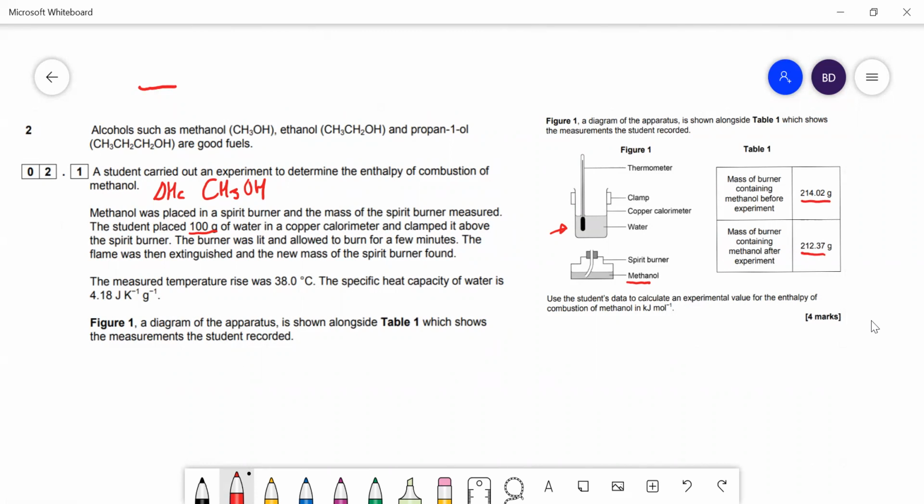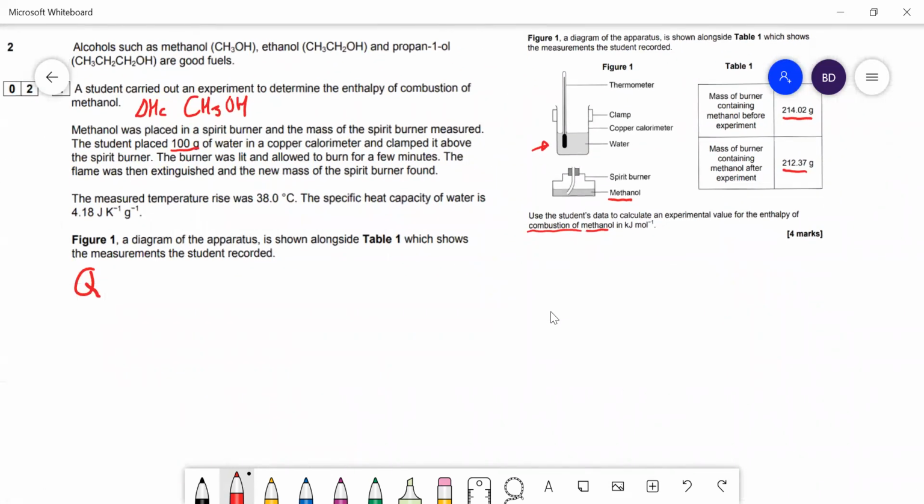Okay. And what we've got to do is calculate a value for delta H. Use the student's data to calculate an experimental value for the enthalpy of combustion of methanol. So the 2 equations we're going to need here are Q, which is the heat released in the experiment. And that's given by Q is equal to M, which is the mass of the water in the can here, not the mass of methanol burned, times specific heat capacity of water, C, times by the temperature change. Then we need to convert that value of Q into value for delta H combustion, which is going to be equal to Q, the heat released, divided by the number of moles of methanol burnt. Okay, so that's what we're going to do.